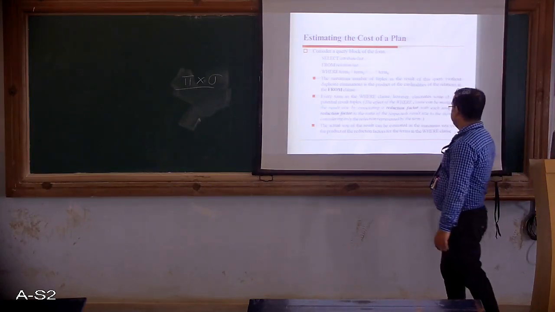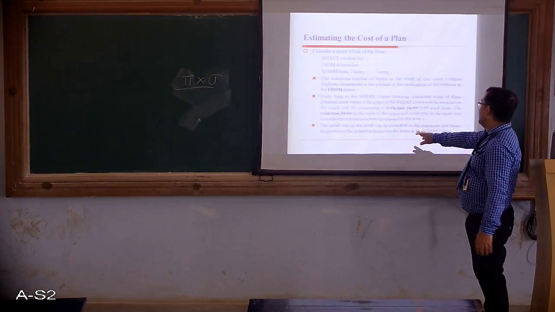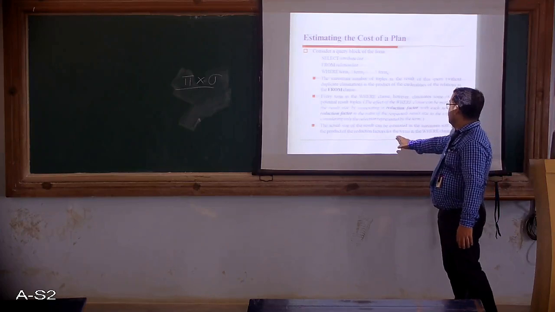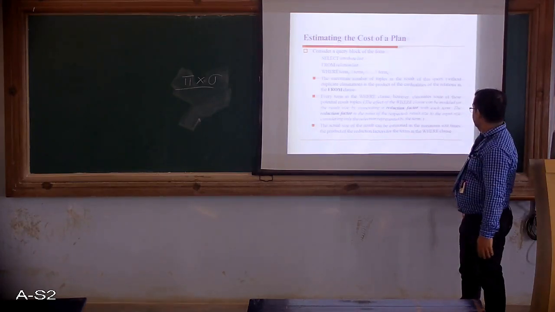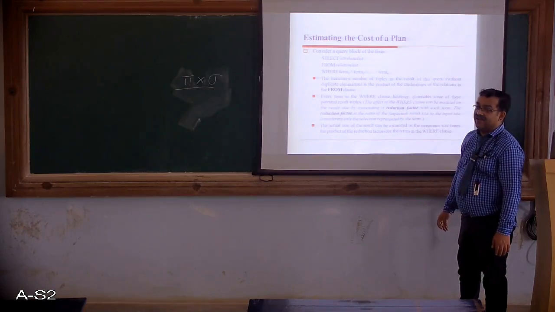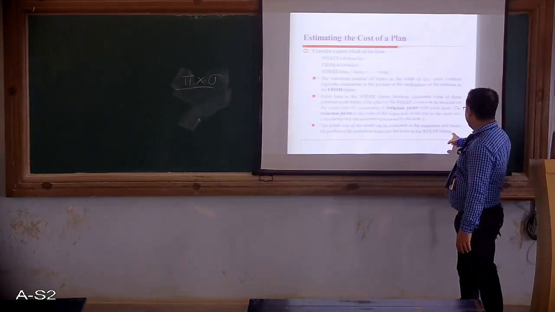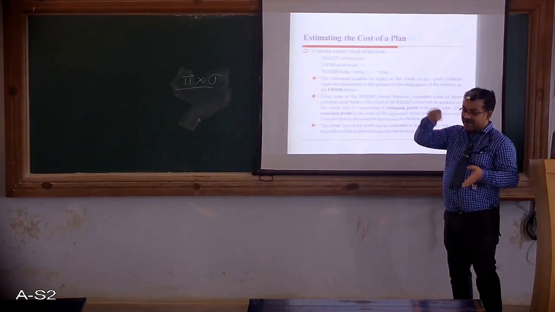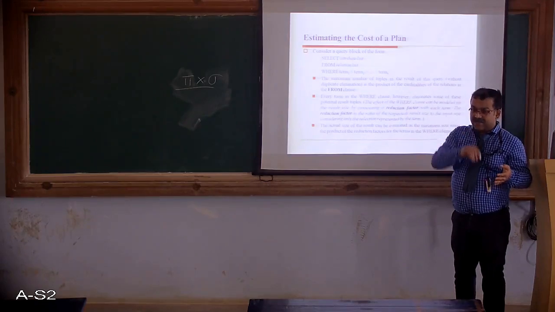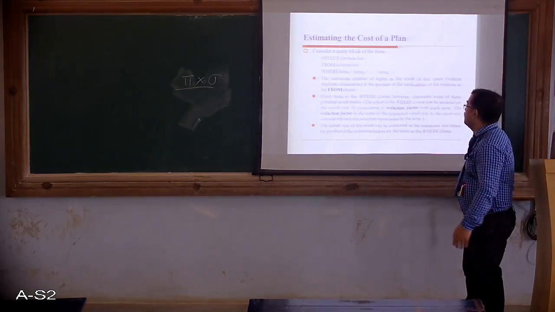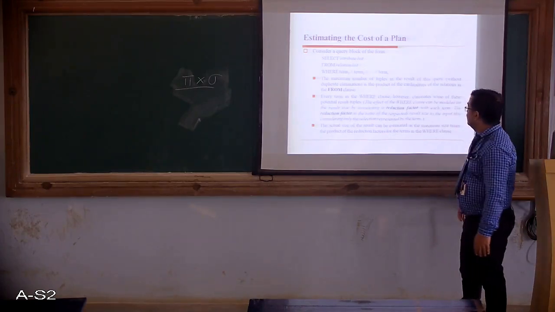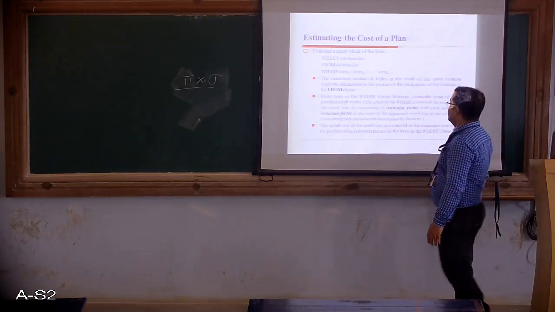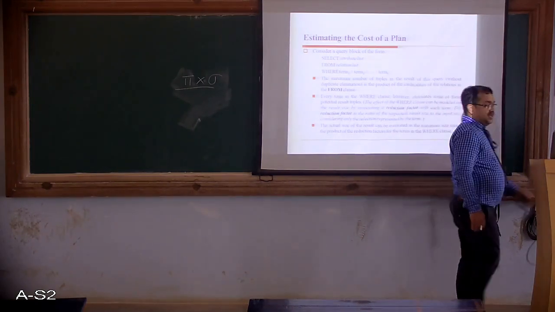So the actual size of the result is estimated as the maximum size times the product of the reduction factors of the terms in the WHERE clause. The maximum size, suppose 100,000, multiplied by the reduction factors gives you how much reduction you are going to get. That is how the resultant size is calculated.